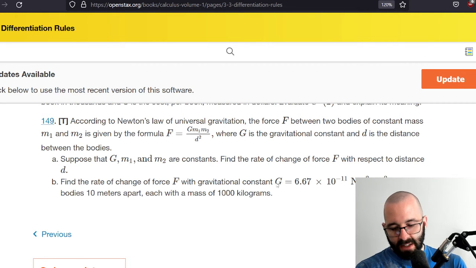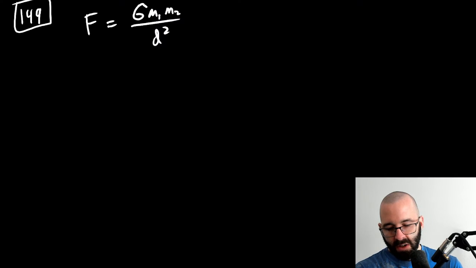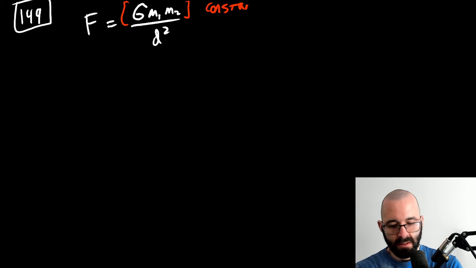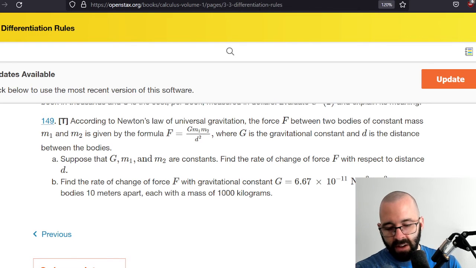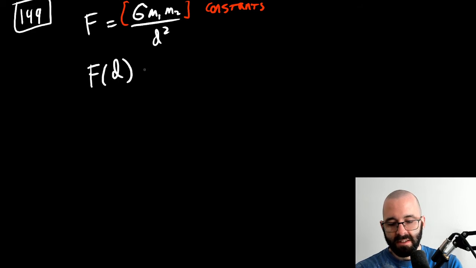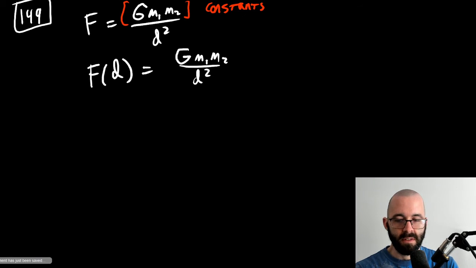All right, suppose that G, m1, and m2 are all constants. We're assuming that these three things are constants. Find the rate of change of force with respect to distance. So if this is a function of distance d, it wants us to find the derivative of this function with respect to d.